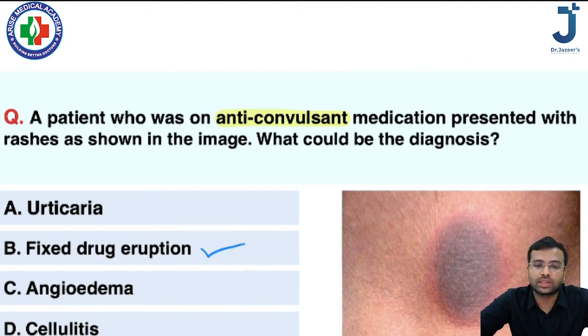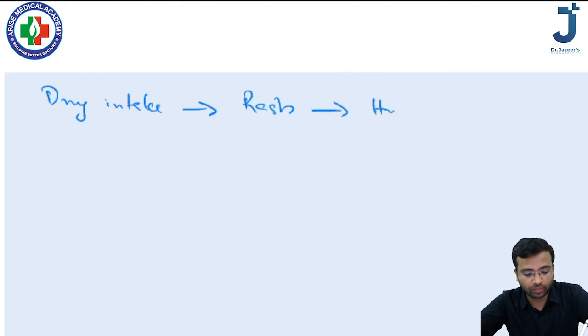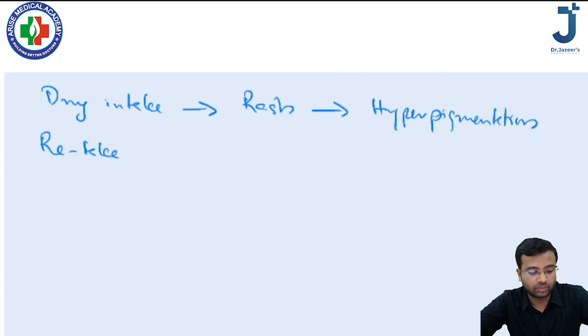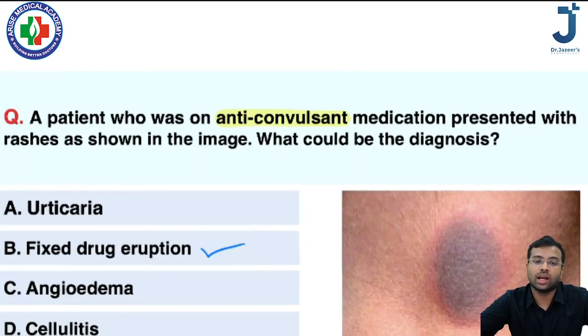Now what happens in a fixed drug eruption is that initially you take a drug, and the rash would develop just like any other rash. But this rash may heal with hyperpigmentation. Now what happens if you take the same drug once again? Once you retake the drug, the rash appears on the same site, and this rash would heal with a residual hyperpigmentation.